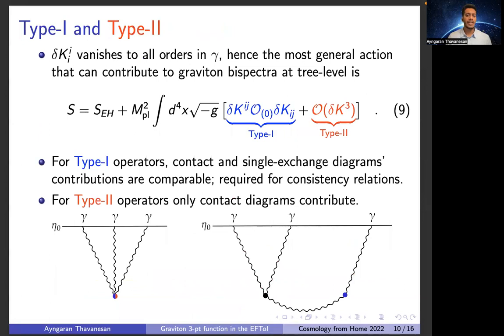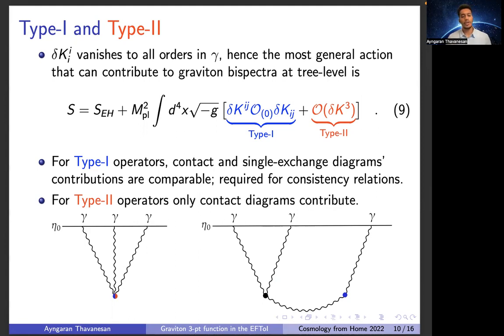Note that we have not included any terms that depend on the trace of the extrinsic curvature, since this object vanishes to all orders in gamma. Therefore, we only need to consider operators which are quadratic and cubic in the extrinsic curvature. Hence, the most general action that contributes to the graviton bispectra at tree level is given by equation 9, where the operators O_I are derivative operators constructed out of covariant derivatives. And we've integrated by parts to move all derivatives onto a single extrinsic curvature building block delta K ij.